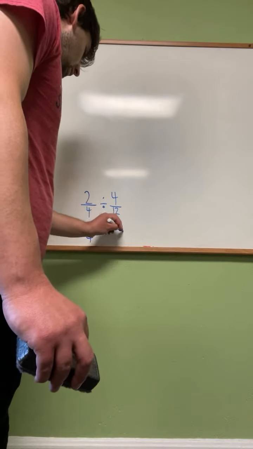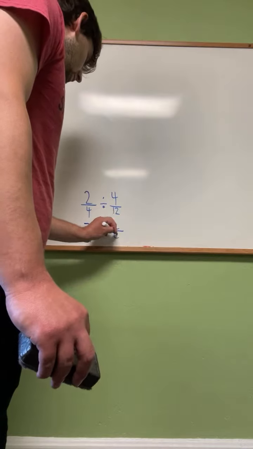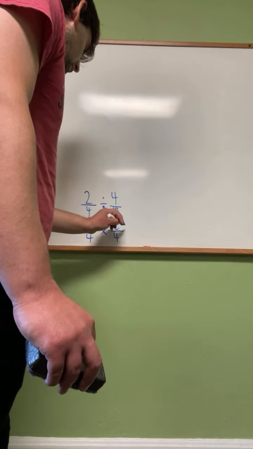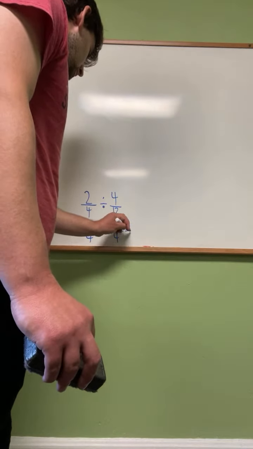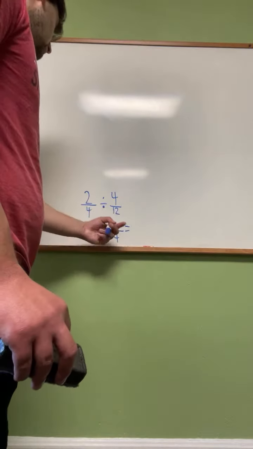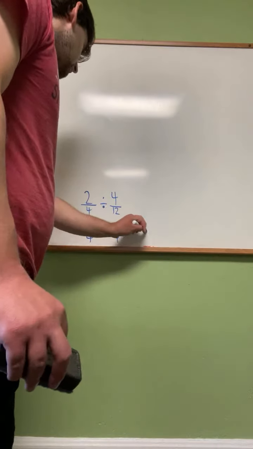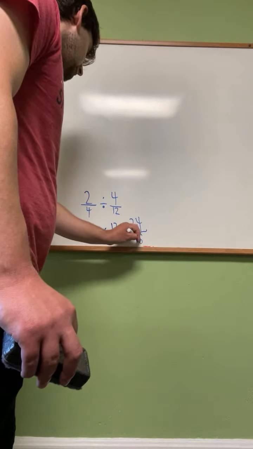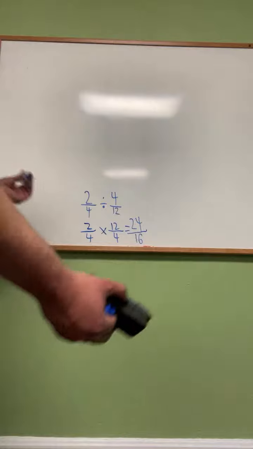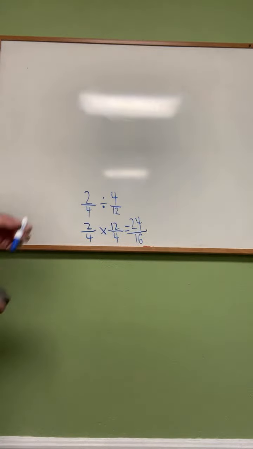So we're going to make that 12/4. 2/4 times 12/4. So 2 times 12 equals 24. 4 times 4 equals 16. And our answer is 24/16.